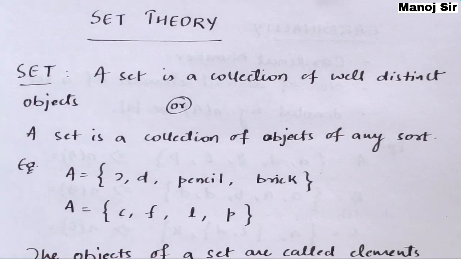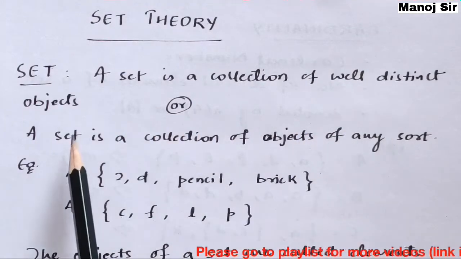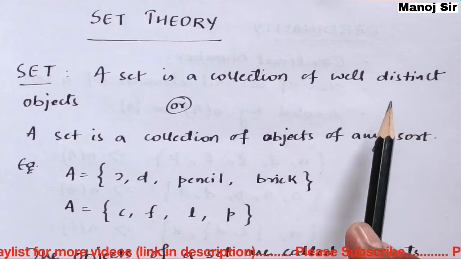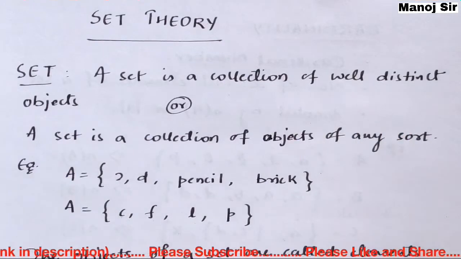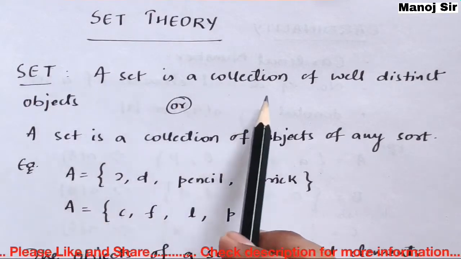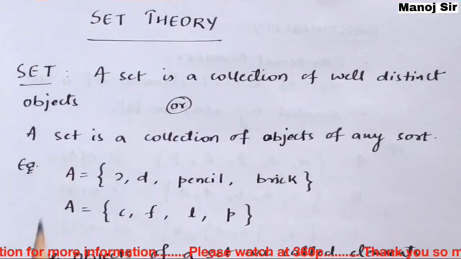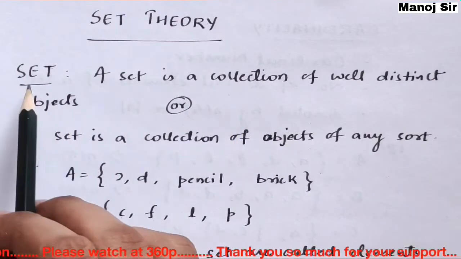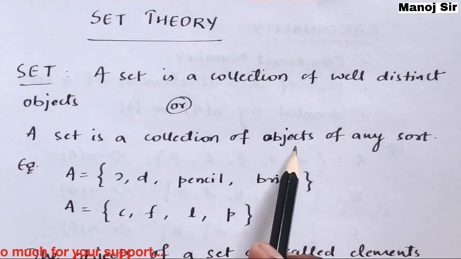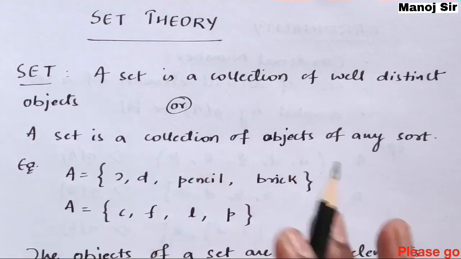So let us start with the topic that is set. A set is a collection of well distinct objects. What is the meaning of this word distinct? That is different. So well different objects, or in other words, we can define a set as a collection of well defined objects, or a collection of objects of any sort.